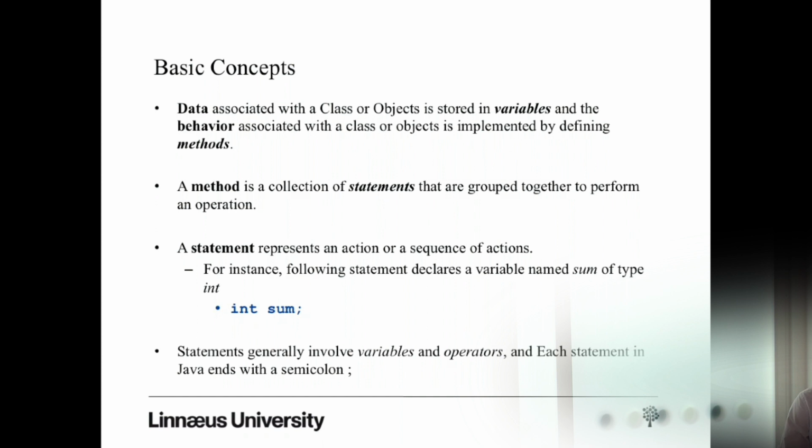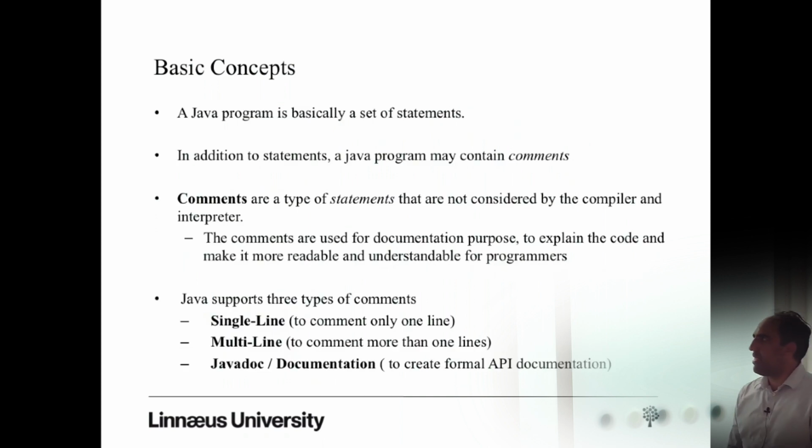Every method is a set of statements, and statements are basic instructions that we need to perform. For example, if you want to declare a variable, int sum, we will see what int is later. These are statements, and every method is a group of certain statements. So we can say that each program, not only in Java but in any programming language, is basically a set of instructions or statements that you give to the computer.